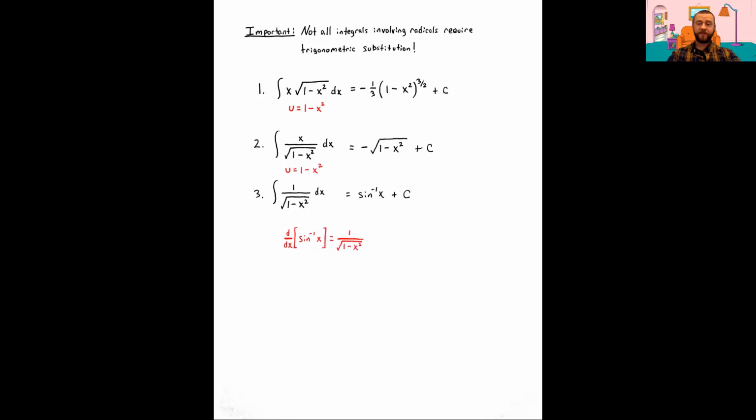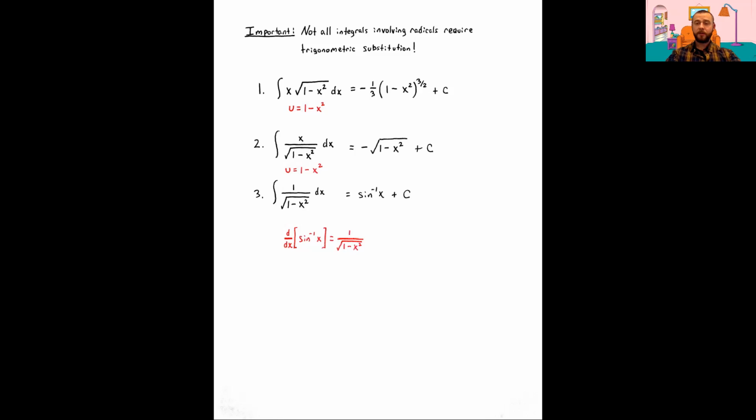All right, since the derivative of inverse sine of x equals 1 divided by the square root of 1 minus x squared, we can flip that around to get this antiderivative statement. The integral of 1 divided by the square root of 1 minus x squared comes out to inverse sine. All right, so just keep that in the back of your mind. We'll recall that as we go through this lecture and examples.